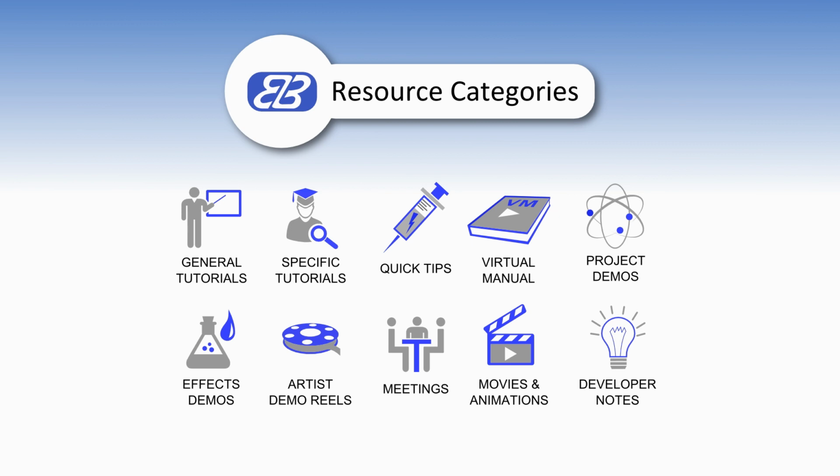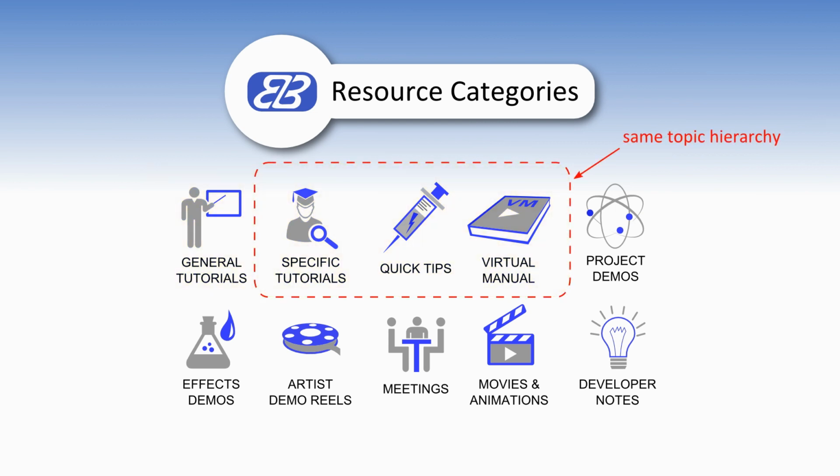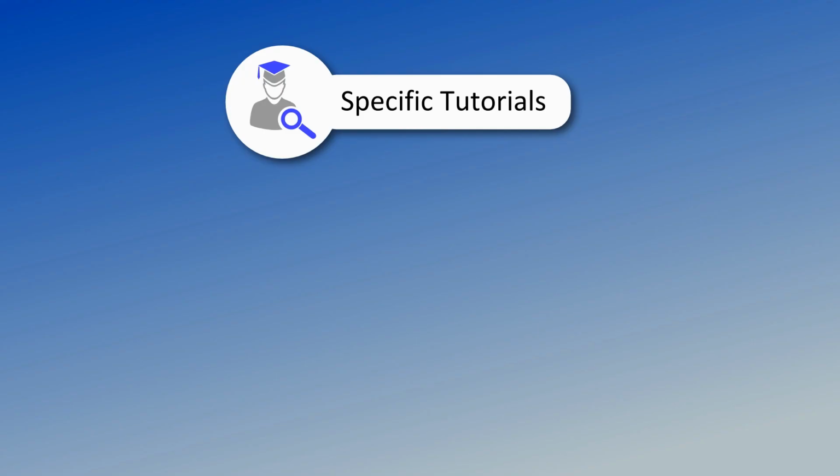Many of you will have differing opinions of where things belong, and we intend to listen and evolve the category system as needed, likely modifying definitions and adding new categories from time to time. Anyway, these first 4 categories are very important because they mostly represent tutorials which make up the majority of the Blender-related resources available. And we'll see that these 3, specific tutorials, quick tips, and virtual manual, share the same topic hierarchy. I'll start off with specific tutorials.